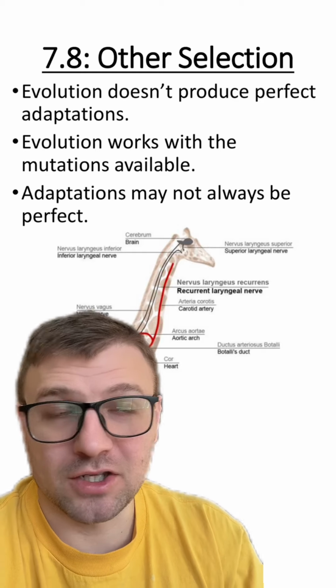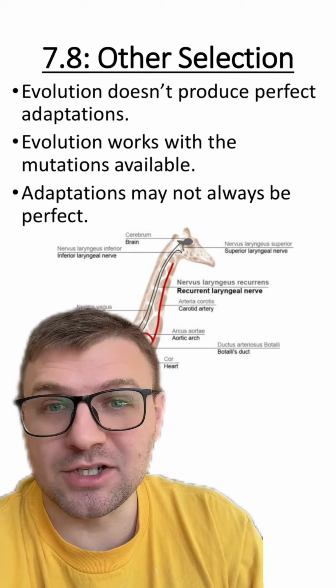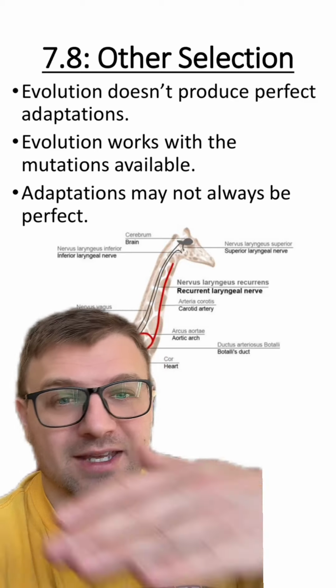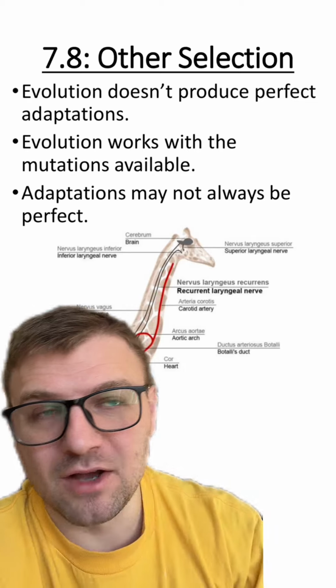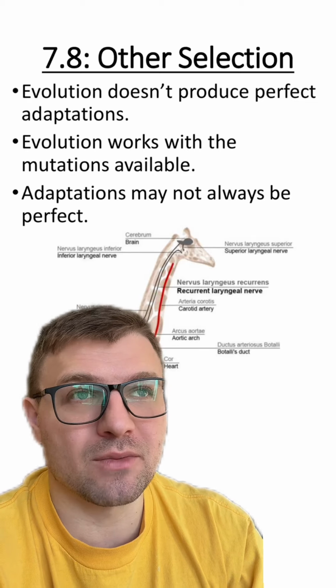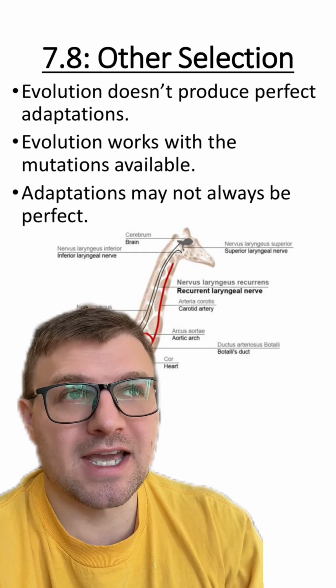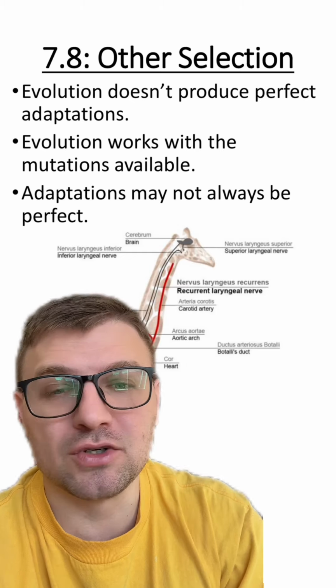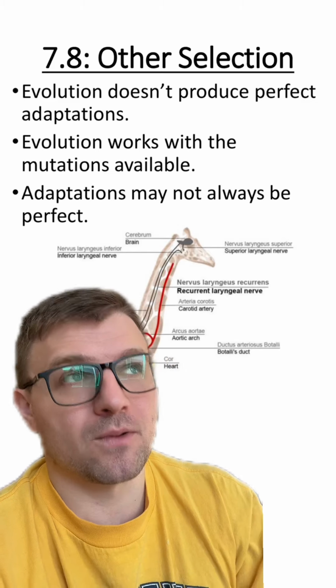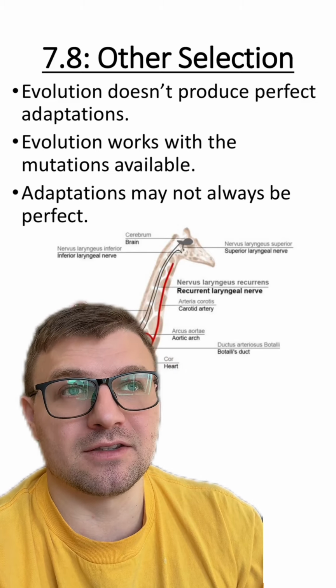Another example for humans is our backs. We, again, initially evolved to be horizontal or parallel with the ground. And now that we walk upright, we have major back problems. And this is again because evolution can't just produce perfect adaptations. There will be problems with some of the adaptations that do evolve.